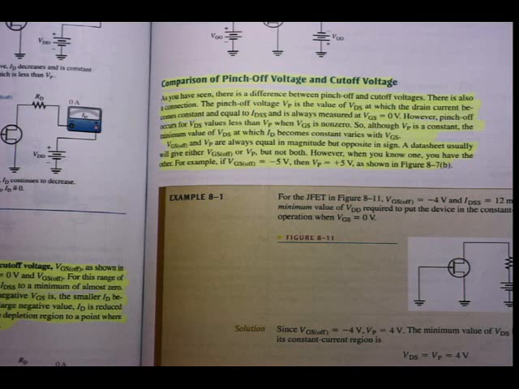And this is also important. A data sheet usually will give either VGS off or V pinch-off, but not both. But of course, now we already know, if the data sheet gives me V pinch-off, then I know VGS off is the same magnitude, just the polarity will be different. It will be a different sign. But I will show it to you more clearly in a graph that's still coming. However, when you know the one, you have the other. For the example that they're giving here, if VGS off is minus 5 volts, then V pinch-off is plus 5 volts.